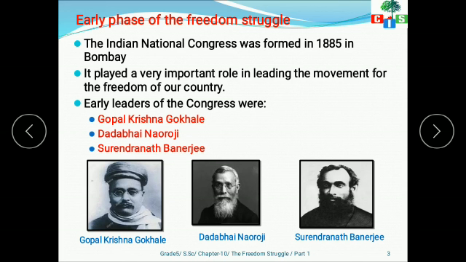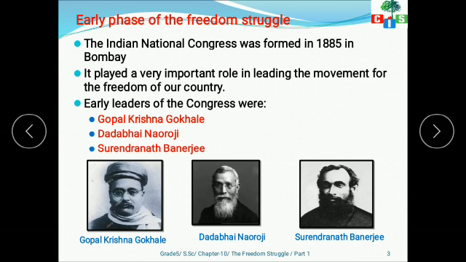So let's study more about the Indian National Congress. The Indian National Congress was formed in 1885 in Bombay, and Bombay nowadays we call Mumbai, right? Now it played a very important role in leading the movement for the freedom of our country, right?